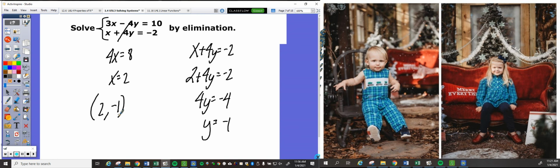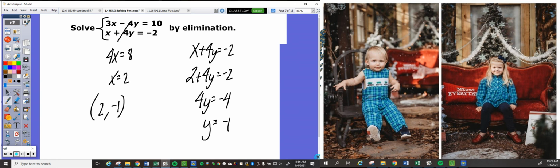Now, this is a scenario in which my coefficients in front of one of the variables are the same number and different signs. So I can immediately just go ahead and eliminate them. And that's the ultimate goal. The ultimate goal is to do whatever we need to do to the equations to be able to have the same number with different signs.